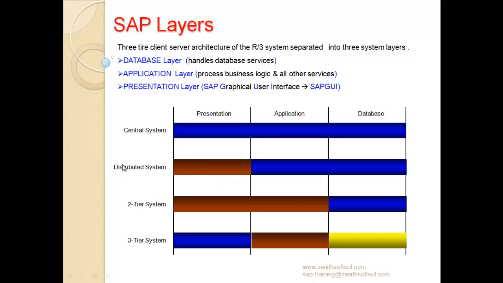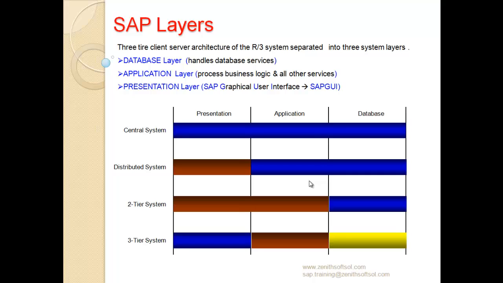If you're installing presentation on one system and application and database on another system, then we call this kind of system a distributed system. Here also the company won't recommend it. Why? Because if something goes wrong with the application or with the database, it is very difficult to analyze where the issue is arising from. So that's why SAP didn't recommend using the distributed system.